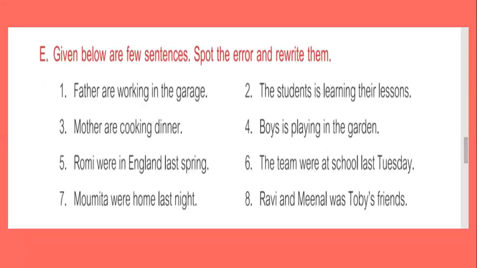Next one. There are few sentences given. You're going to spot the error and rewrite them. Father are working in the garage. The student is learning their lessons. Mother are cooking dinner. Boys is playing in the garden. Romy were in London last spring. The team were at school last Tuesday. Momita were home last night. Ravi and Meenal was Toby's friends.